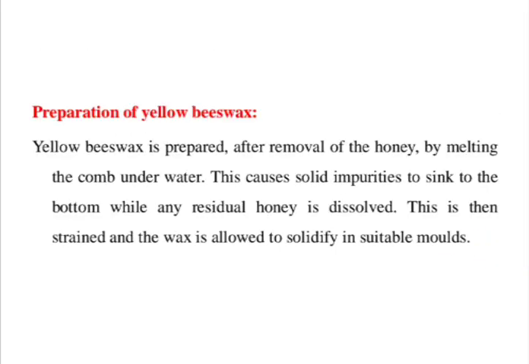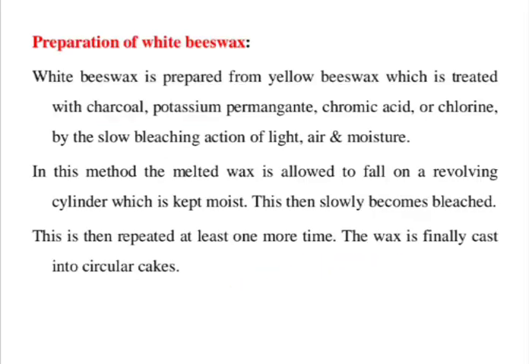Preparation of yellow beeswax. Yellow beeswax is prepared after removal of honey by melting the comb under water. This causes solid impurities to sink to the bottom, while any residual honey is dissolved. Then it is strained and the wax is allowed to solidify in suitable molds.